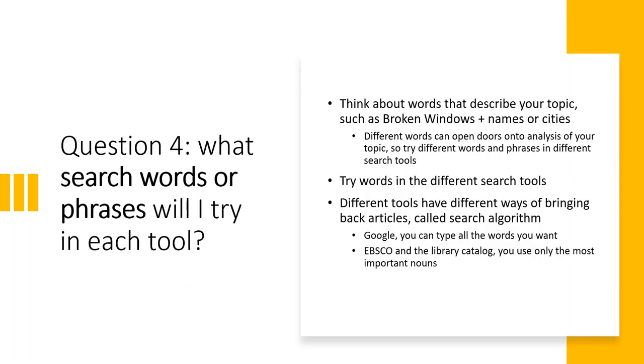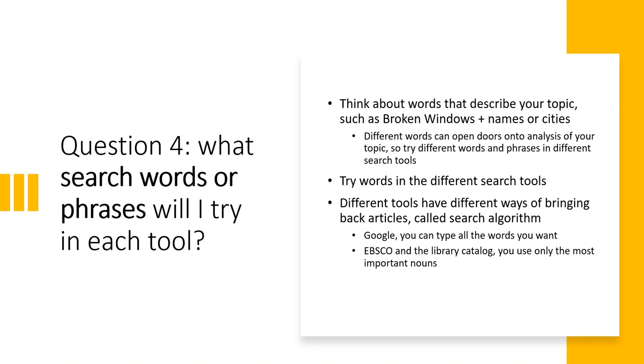And then the other question is, which search words or phrases will we try? We're going to be using, obviously, the term broken windows, but we may find that we need to add words or other concepts like names or cities, and these can change the kinds of articles that it brings back. Also, you may find that different words and different search tools bring back different types of results. So words that worked in the article search may not work the same way in the catalog, and so you're just going to change it up and keep trying different things in each tool.